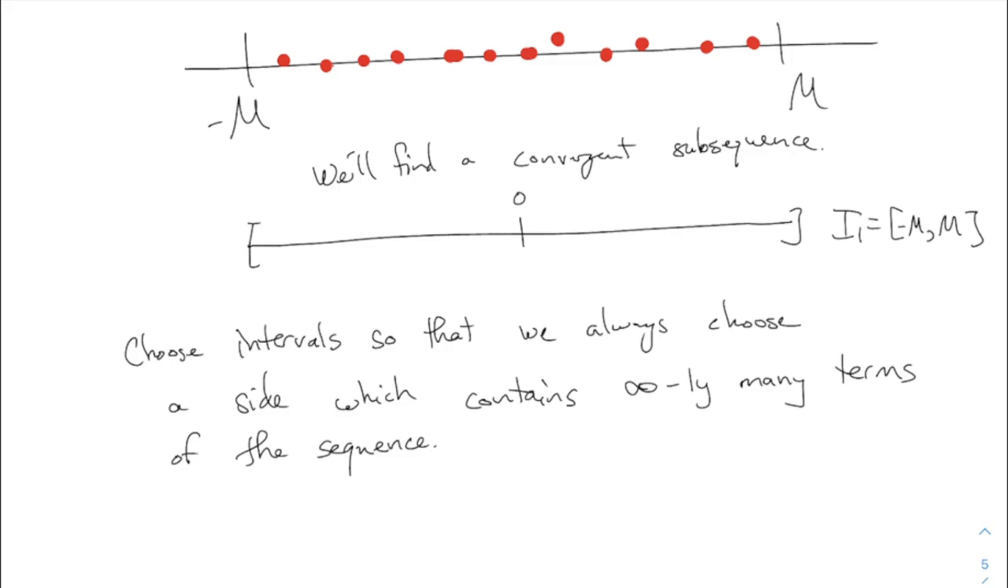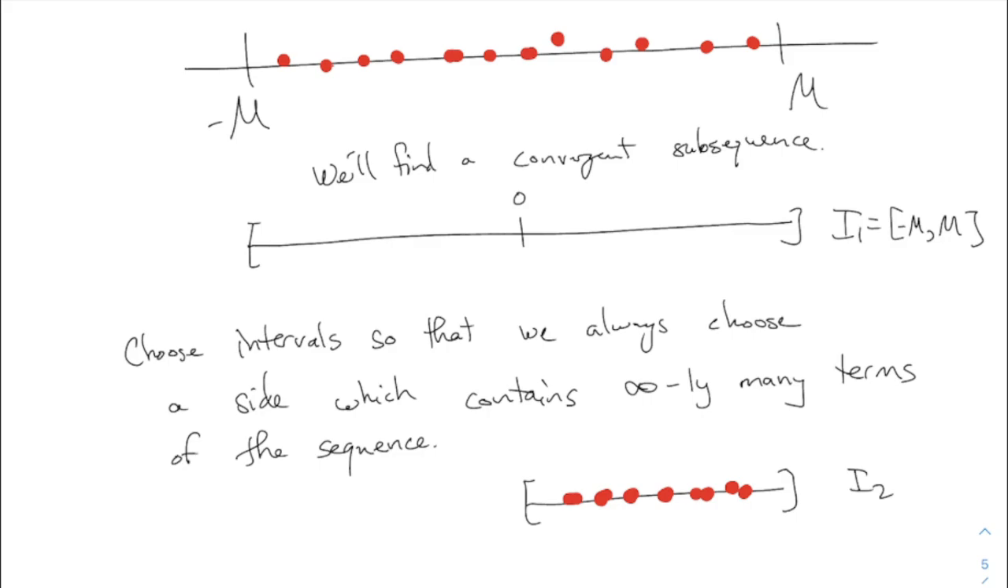So we always choose a side. Maybe both sides include infinitely many, in which case it doesn't matter which you choose. We always choose a side which contains infinitely many terms of the sequence. Okay, so that means I1 is the entire thing. Let's just imagine that I2 will be the right-hand side, and it still has terms here, right? There's still going to be some on this side because I chose the side which has infinitely many.